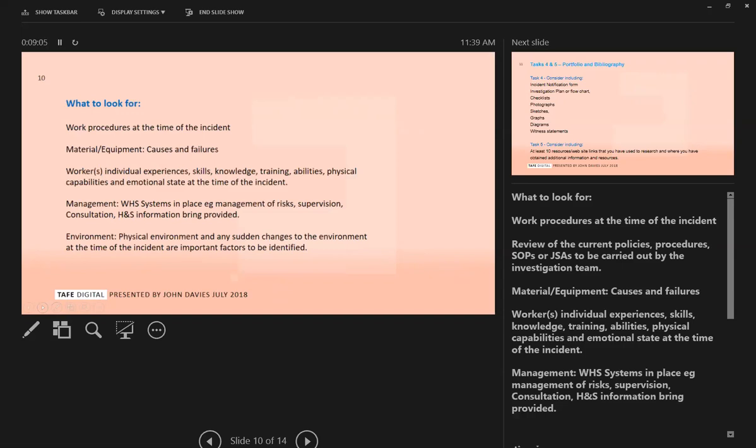Narrow down the causes of the incident by a process of elimination, determining the influences of the following factors: environmental, physical, and any sudden changes to the environment at the time of the incident are important factors to be identified. People, systems, operation, and intervention points at the time are to be added to the timeline so that prevention measures are identified.